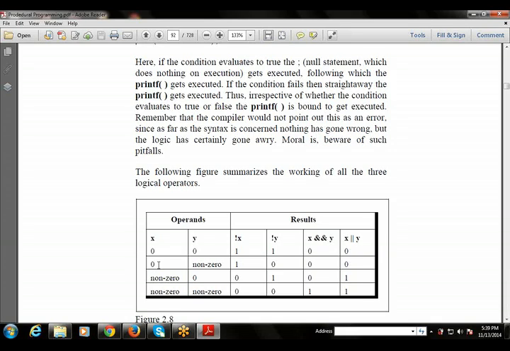Then non-zero, 0. This is 1, not 0. In the same way, non-zero, 0. This is also 1. Non-zero, non-zero is also 1. So in simple terms, in the AND operator, we check both the conditions. If both the conditions are true, that is not 0, that is 1, then only the output is 1, that is non-zero. Otherwise, the output is 0. And in the OR condition, if one of the inputs is true, then the output is true.